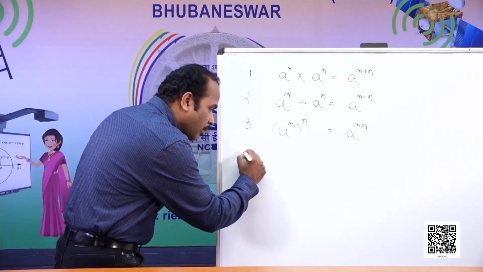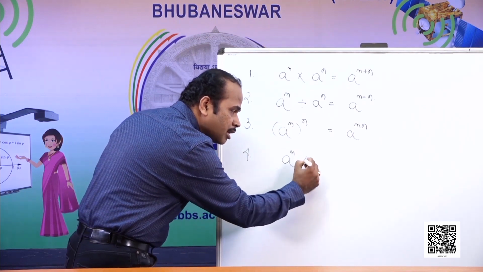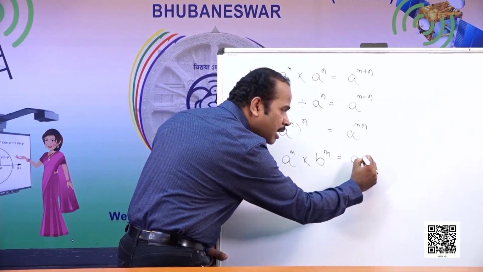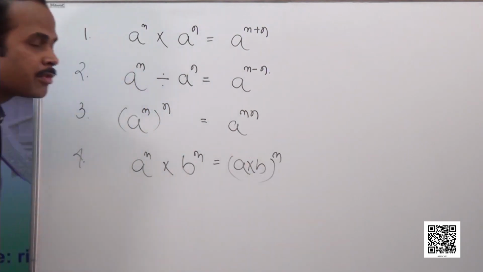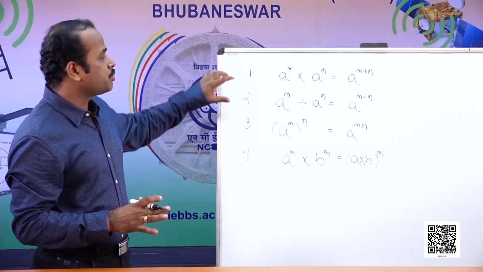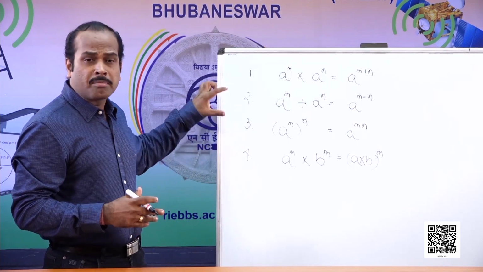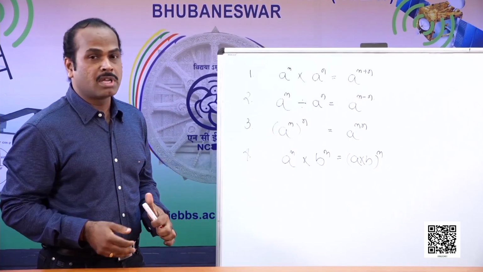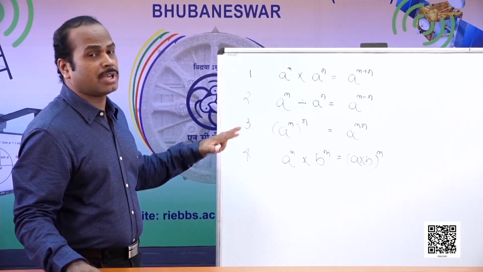Similarly, the next law we have discussed is a to the power m into b to the power m is equal to a into b whole to the power m. These are some laws we have already covered in the previous classes. Here a, b, m, n, all we were taking as natural numbers. But now we are discussing real numbers. So how can this be used in real numbers?